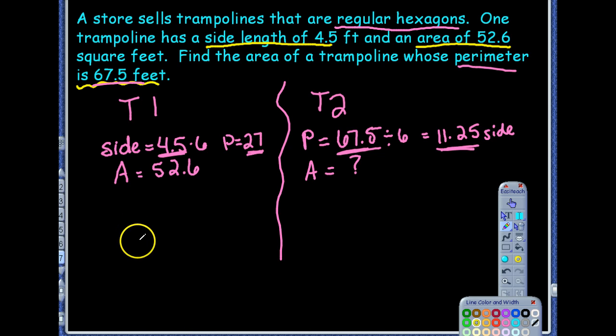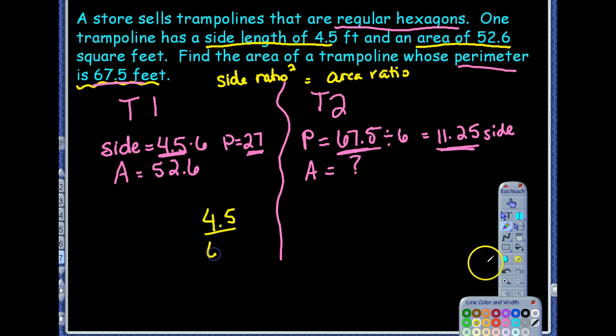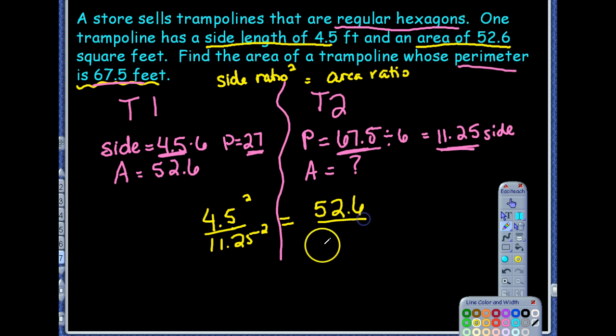But I am going to remember this one thing. We're dealing with similar figures, and it is area ratios. So I'm going to take the side or the perimeter ratio, square it, and that's going to equal your area ratio. Let's do the side ratio. So I'm going to do 4.5 to 11.25. And then we're going to square that side ratio, and that's going to get you the area ratio. So the area of trampoline 1 was 52.6, and we don't know the area of that one.